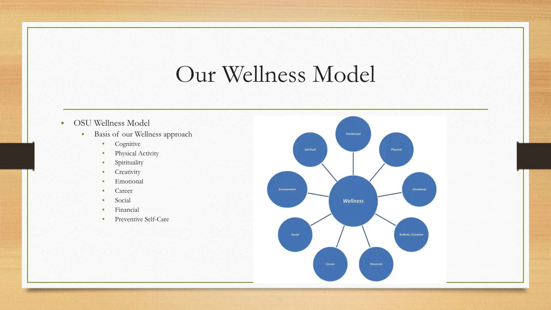So here is the wellness model we're using in our class, and it's OSU's wellness model that they promote in the Student Wellness Center and the RPAC, and it's also the wellness model that's the basis for the wellness assessment that you take for this class. And so when we look at this, there's the 9 different domains, and to read them off really quickly, you have your cognitive, your physical activity, spirituality, creativity, emotions, career, financial, social, and preventative self-care.